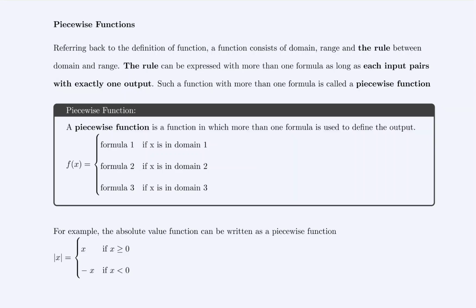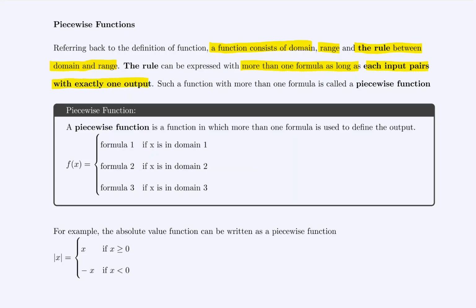Here we're going to continue with part 2 of the video about domain and range of functions, and we're specifically going to talk about piecewise functions. Now, back to the definition of a function, we saw that a function consists of 3 parts: a domain, a range, and then the rule that assigns between each input value a unique output value. But the rule that's used to relate the input and outputs can be expressed with more than one formula, as long as we have the criteria that each input still pairs with exactly one output.